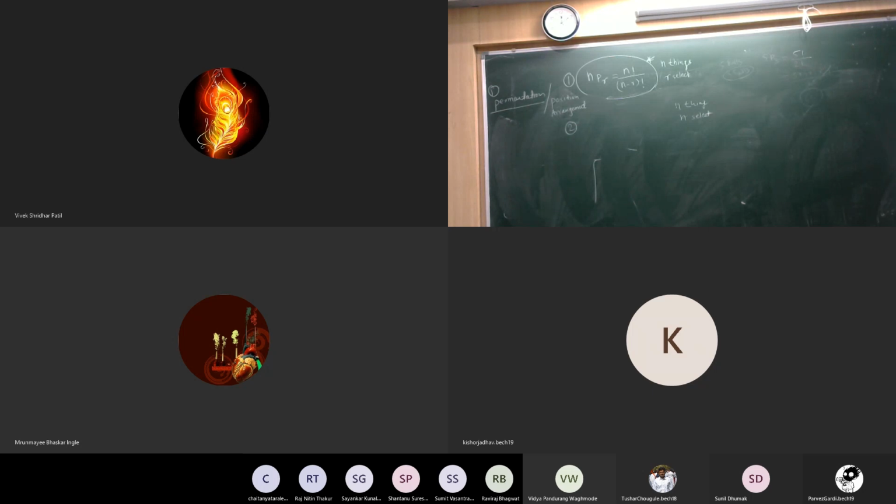What will be the difference in the formula? What would the formula be? Can anybody suggest, if all things are selected, what will the formula be? So basically the formula would be nPn = n factorial divided by (n minus n) factorial. That is 0 factorial, which means n factorial.